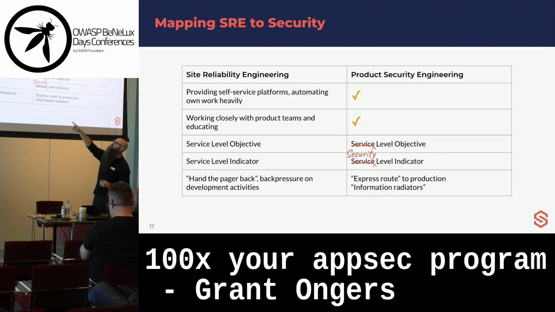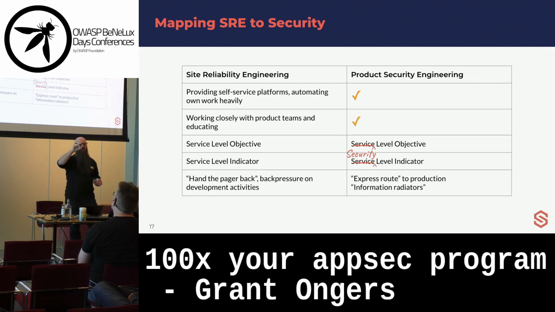There are service level objectives. Those need to become security level objectives. The service level indicators need to become security level indicators. So for those of you who don't have SRE teams, service level objectives are the set baseline that we have for how performant this code needs to be. This is how we expect this to run in production. The service level indicators are the ways in which we measure that.